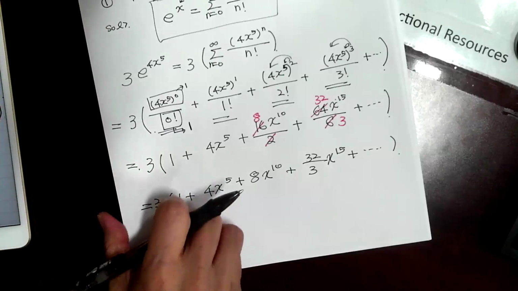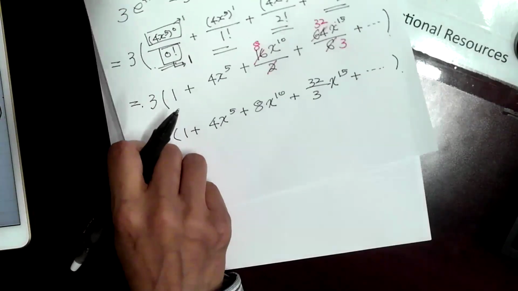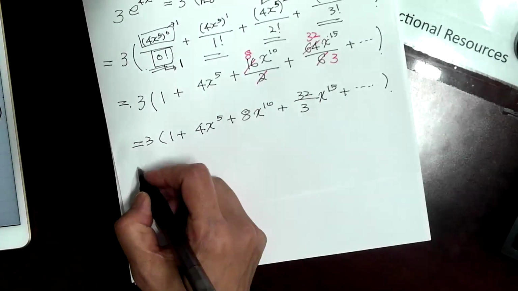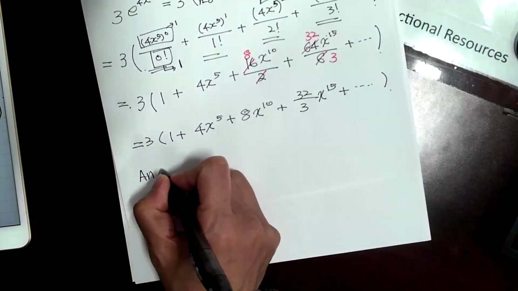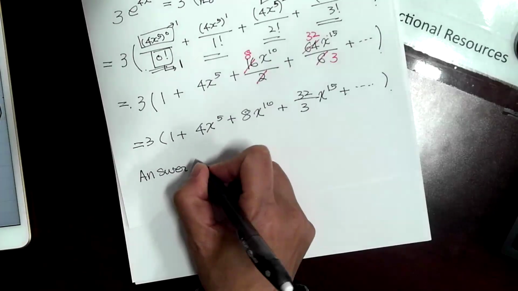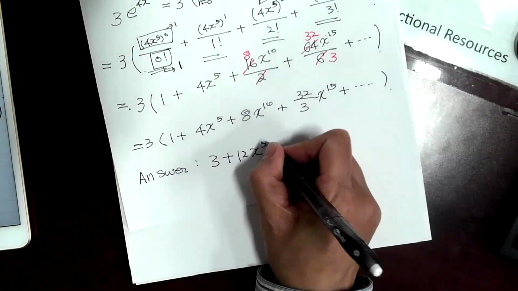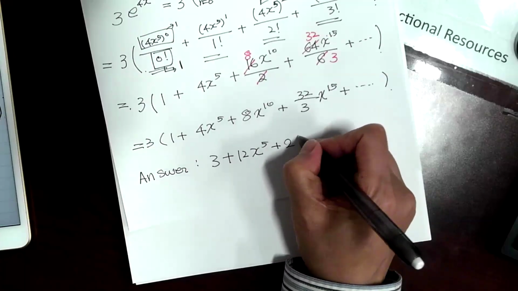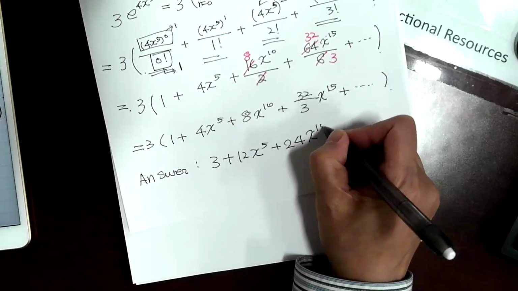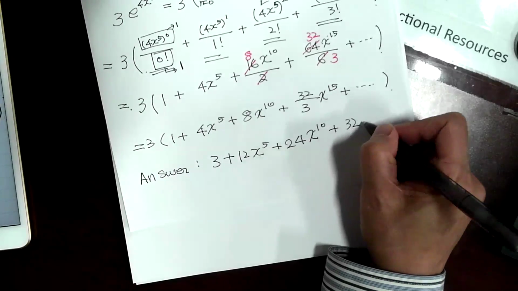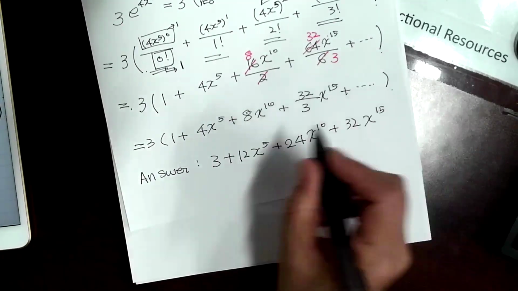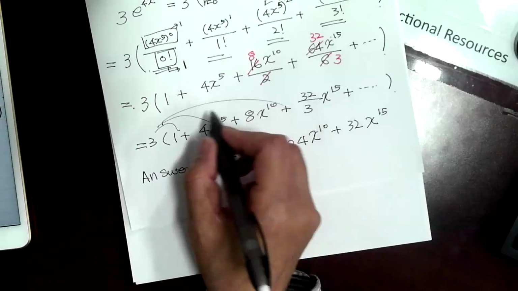So what is the first 4 terms? Three plus 12 x to the 5th power plus 24 times x to the 10th power plus 32 x to the 15th power. I just did distribution.